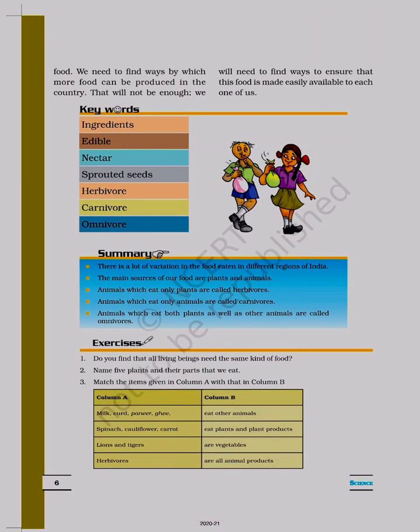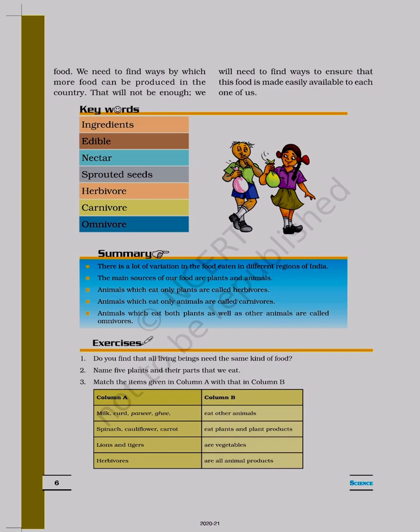We know that there are many amongst us who do not get sufficient food. We need to find ways by which more food can be produced in the country. That will not be enough. We will need to find ways to ensure that this food is made easily available to each one of us.